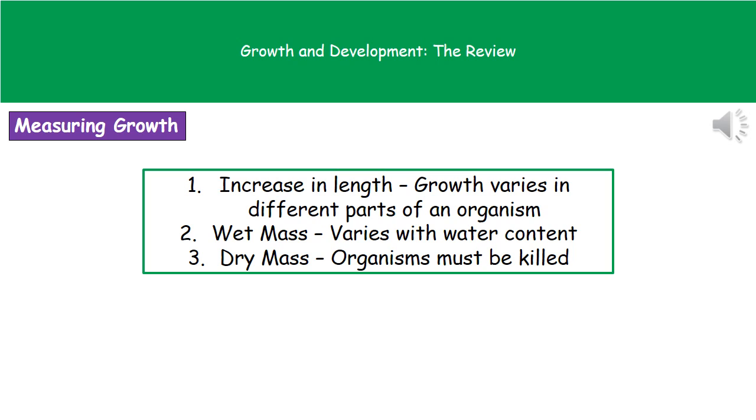If we think about how we can measure growth, we've got three options available. First one is we can measure the increase in length. The downside to this one is that depending on which bit of an organism you look at, the amount of growth is going to vary in different locations, so not perfect. Second option is to measure what's called the wet mass, and the downside is that it's going to vary with the water content. So if you're measuring the wet mass of a plant after you just watered it, as opposed to when it was very dry, it'd be very different. And finally, the dry mass is probably the best one. However, the downside is that in order to dry out something, the organism's going to die.